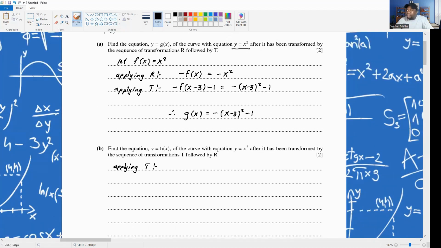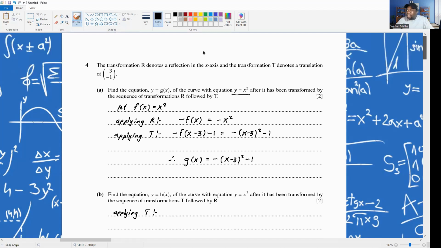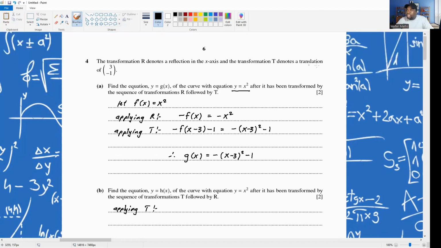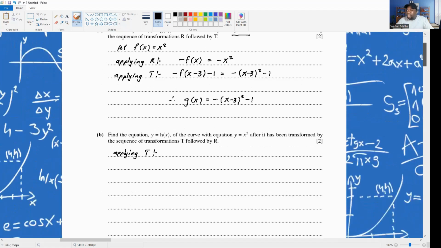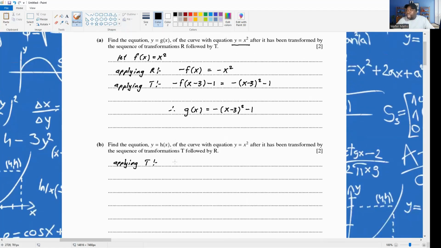Remember, I had said let f of x be x squared. So we're still working with that. All right. So the transformation T is the translation of 3 and minus 1. All right. So let's apply that to the function. If it's 3 and minus 1, it will be f of x minus 3, and that's minus 1, all right? Which happens to be x minus 3 squared, and a minus 1 outside, so minus 1.